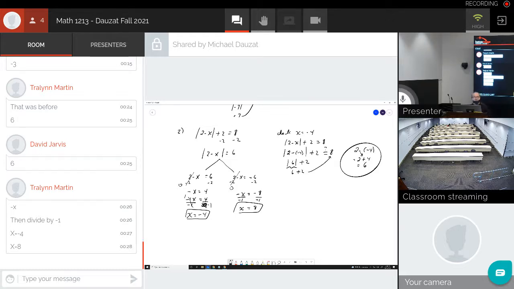But no, you don't have to check. So in terms of your work on the worksheet, you just show this. That's all you show, okay? So this would be show on worksheet.